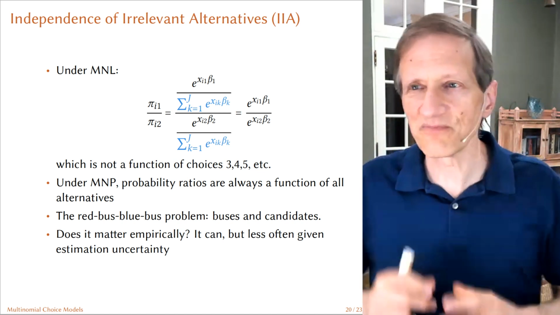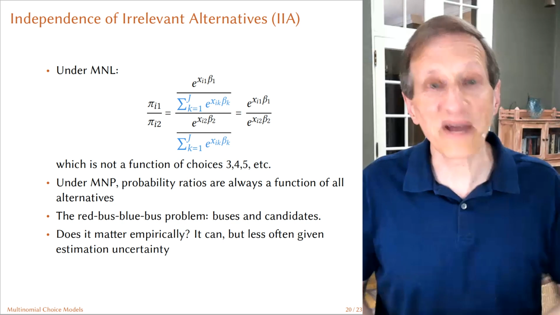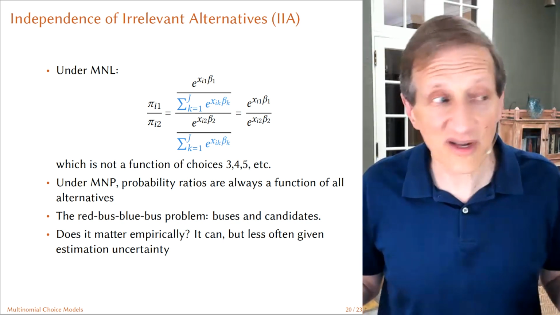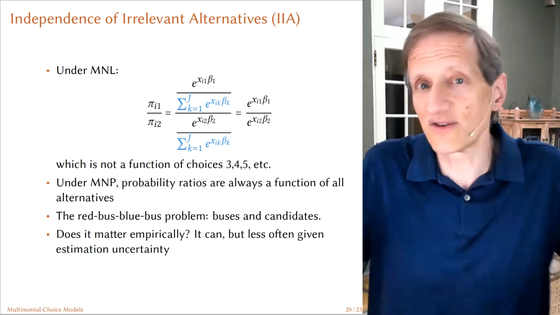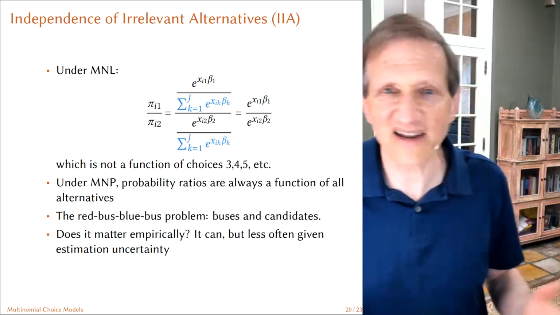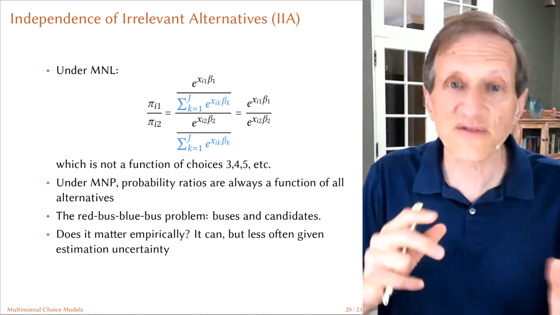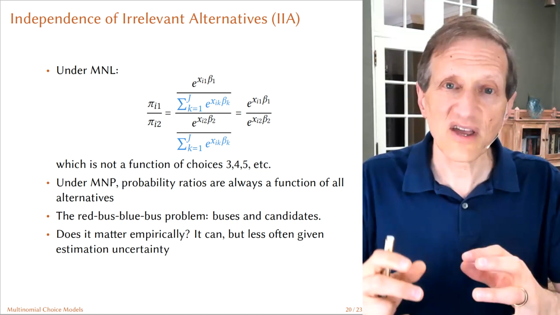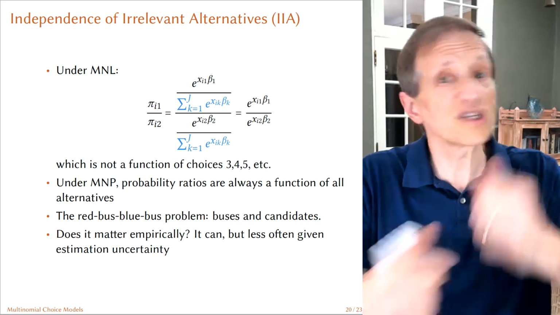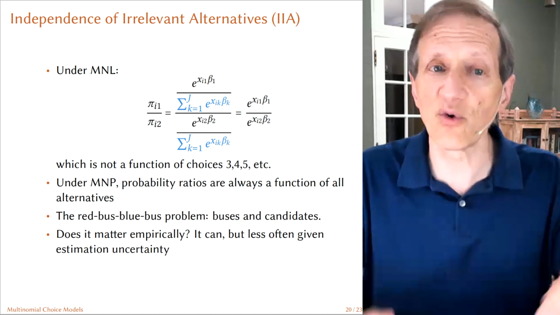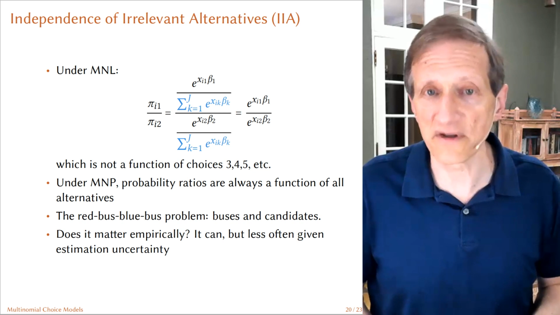Because in general, it's okay to have a methodological problem and not correct for it if correcting for it is smaller than your standard errors, right? Because why would it matter? So you have to figure out whether it matters here and whether it's worth going to the more complicated multinomial probit model or some other model that allows for the dependence of irrelevant alternatives.